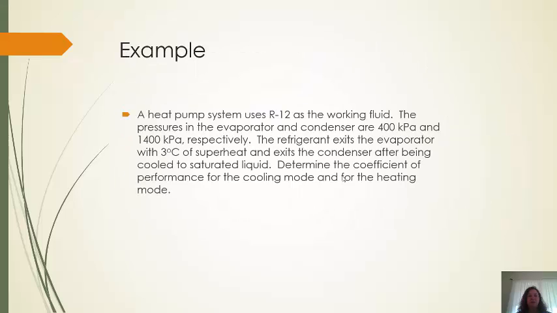So we'll look at an example. We're using refrigerant 12 as the working fluid. The pressure in the evaporator is 400 kilopascals. The condenser is 1400 kilopascals. The refrigerant is going to exit the evaporator with 3 degrees of superheat. So what that means is I'm going to figure out what the saturation temperature is, and I'm going to heat it 3 degrees more than that. So if it came out to be 137, I would heat it to 140 degrees C. Okay? It's going to exit the condenser when it's cooled to a saturated liquid. I want to find the coefficient of performance for both the cooling mode and for the heating mode.